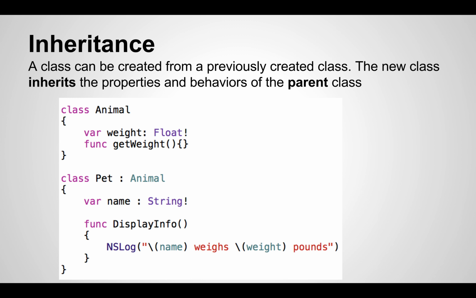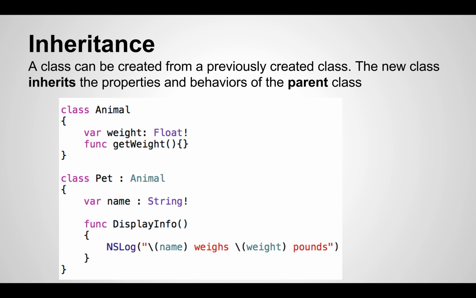All right. Now, another principle is inheritance. What's inheritance? A class can be created from a previously created class, and the new class inherits all the properties and behaviors of the parent class, okay? So here is a concrete example. You have the parent class here that's named animal, okay?